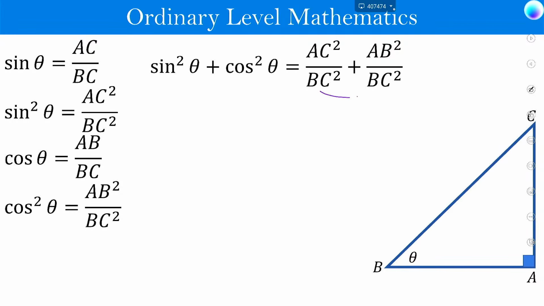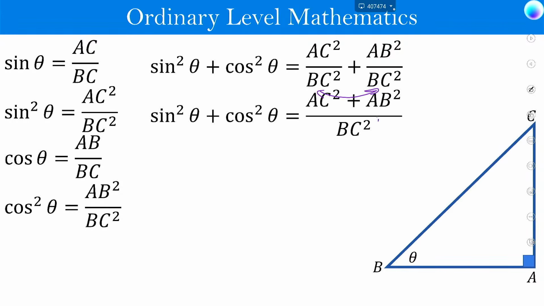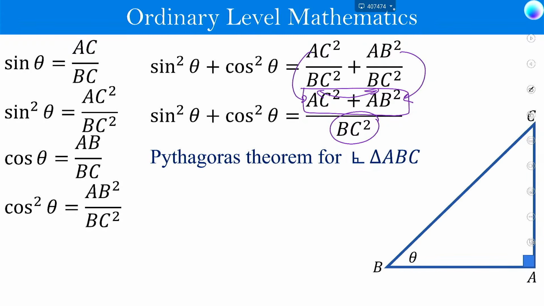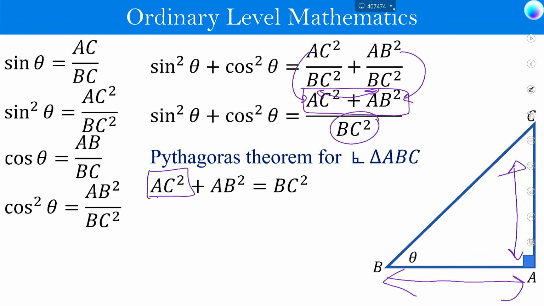So now we can see a common denominator, BC squared. So AC squared, AB squared. But what is this AC squared plus AB squared? That is the Pythagoras. AC and AB, those are the adjacent and opposite. When you add them together, you get what? BC, that is the hypotenuse.